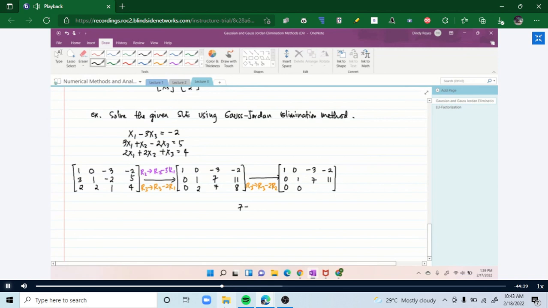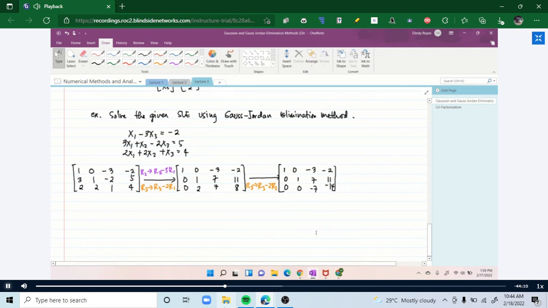And then for R3, 7 minus 2 times 7. That's 7 minus 14, so it becomes negative 7. And then R3 is 8 here, minus 2 times 11. So that's 8 minus 22. Then negative 14.